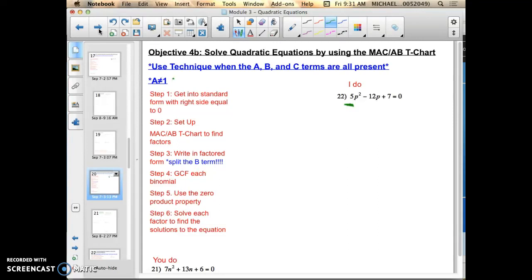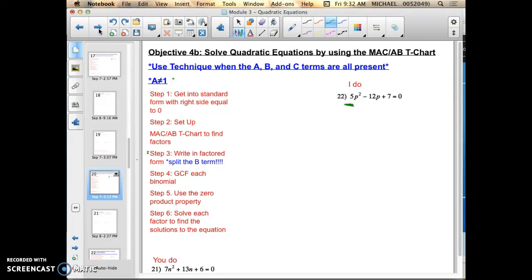Now, this process is probably the hardest factoring you'll do out of all the techniques, all right? Because it is a little bit more in depth, especially when you get down to step 3. So just be aware of that when you're watching this video. Now, if I'm given 22 as a problem I'm going to do, I would notice that 5p squared minus 12p plus 7 equals 0. I'd notice two things.